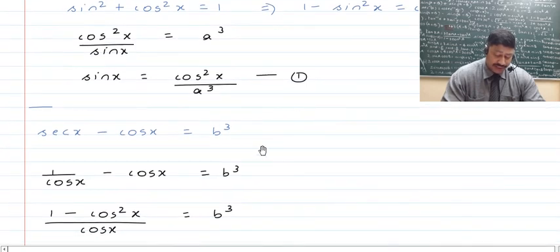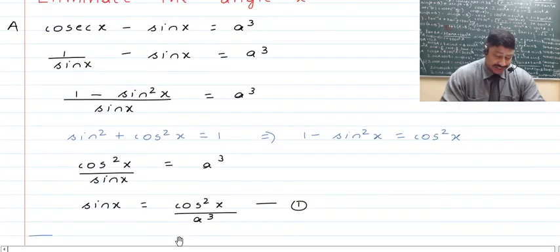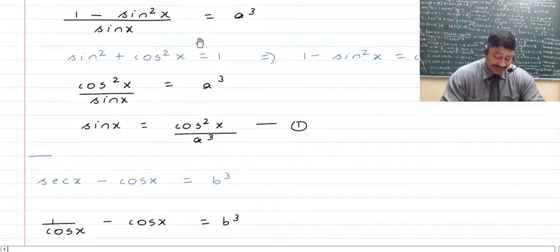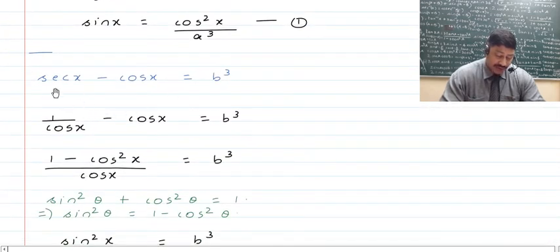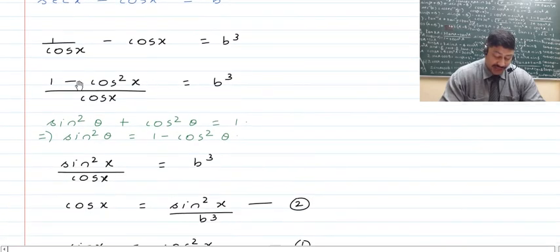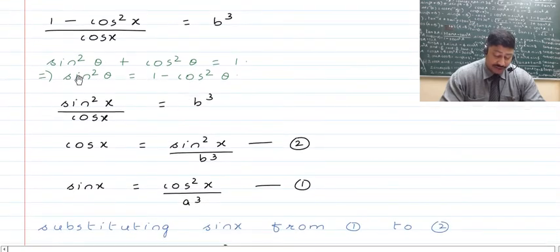Now after this, what we do is we pick up the second equation, which is sec x minus cos x is equal to b cube, and here we can write sec x to be 1 upon cos x, as the inverse of sec x is cos x. Further, when we take an LCM in both of these fractions, we have 1 minus cos square x upon cos x to be equal to b cube. Again, we are reminded of sin square theta plus cos square theta to be equal to 1. So 1 minus cos square theta can be written as sin square theta, right? So this is what we can replace in the numerator. So we have sin square x divided by cos x to be equal to b cube. So further, cos x becomes equal to sin square x divided by b cube.